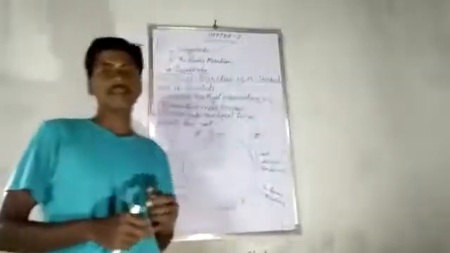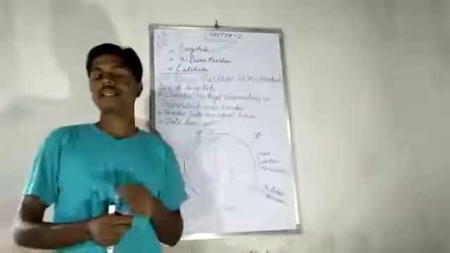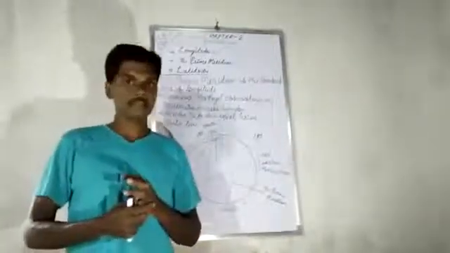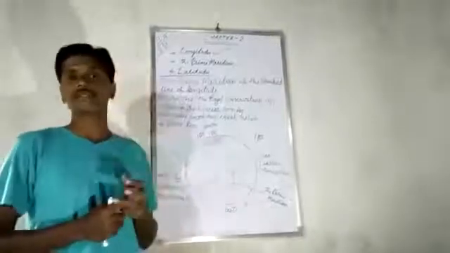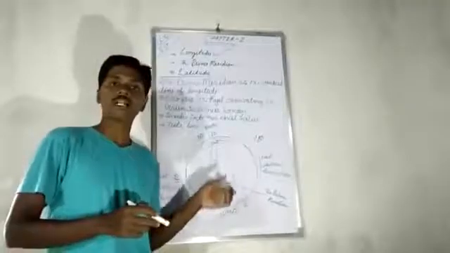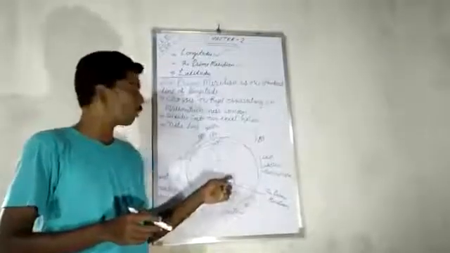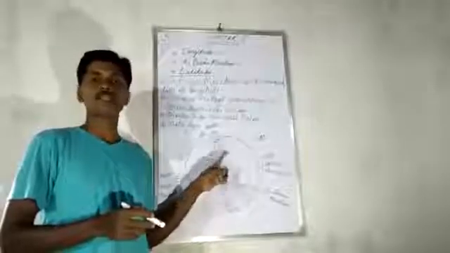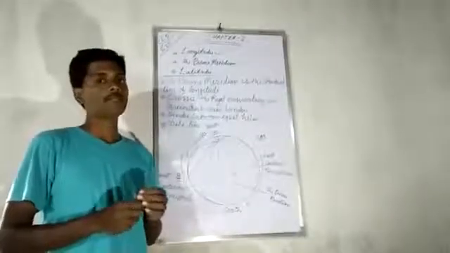Another interesting thing given here is the international dateline. How is the international dateline formed? Let us see. The international dateline is marked or formed just opposite of the prime meridian.